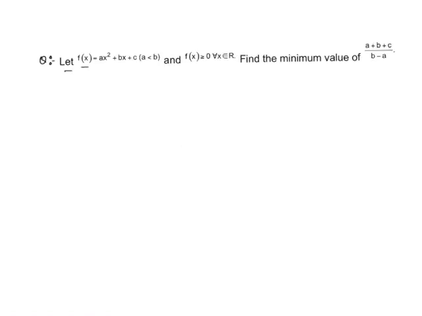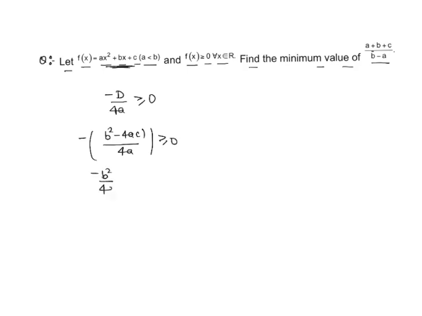Next problem is: let f(x) be given as ax square plus bx plus c, where a is less than b and f(x) is greater than or equal to 0 for all x belongs to R. Find the minimum value of (a plus b plus c) divided by (b minus a). Given is what? Minimum value of this one should be 0. This is a quadratic equation. That means what? Minimum value of minus D by 4a must be greater than or equal to 0. That means what can you say? Minus of (b square minus 4ac) divided by 4a should be greater than or equal to 0. So what will come? Minus b square by 4a plus c should be greater than or equal to 0. So we can say c should be greater than or equal to b square by 4a.